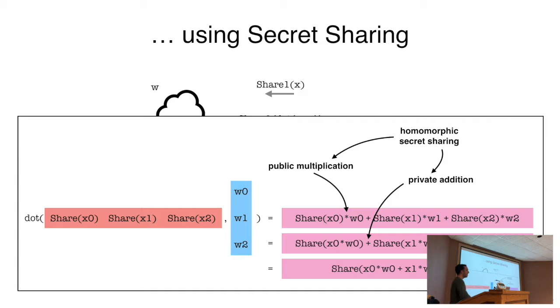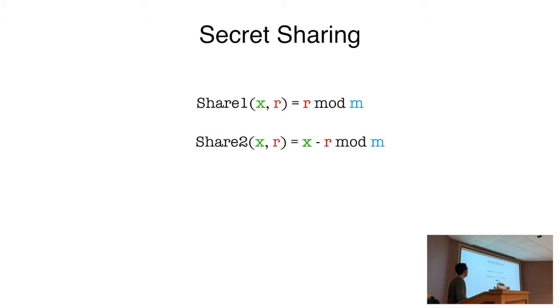So what we end up needing is essentially the same thing as we did with homomorphic encryption, but we're going to call it homomorphic secret sharing instead. We still need this public multiplication and private addition to do this. So how do we do that in secret sharing? This is actually how we share values. You have this x, and again we have some randomness r. Share 1 is just going to be the randomness modulo some m number. And then share 2 is going to be the original value subtracted by this randomness modulo that m.